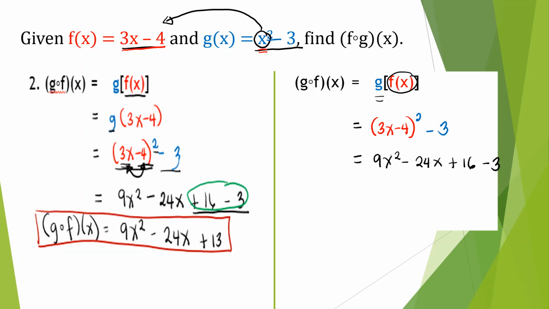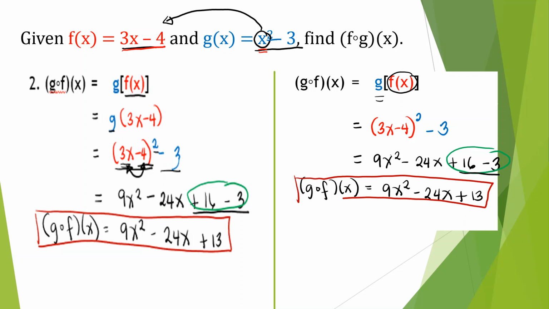Then let us combine like terms. We have positive 16 and negative 3. So the value of g circle f of x is equal to 9x squared minus 24x. Positive 16 minus 3 is positive 13. So this will be the final answer. As you can see, the answer is the same as the previous answer.